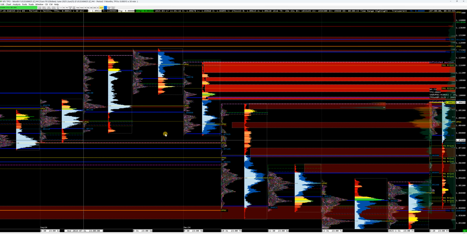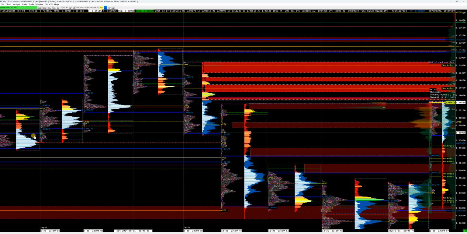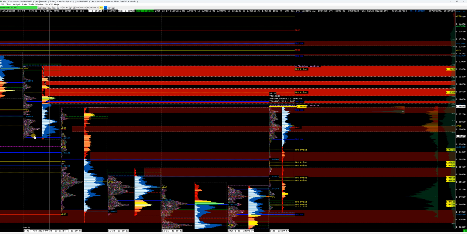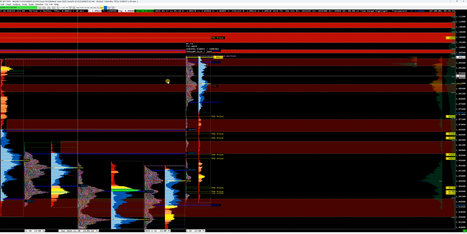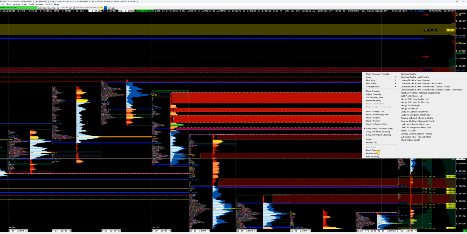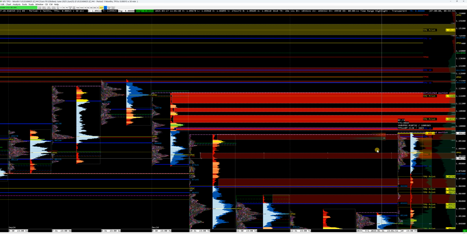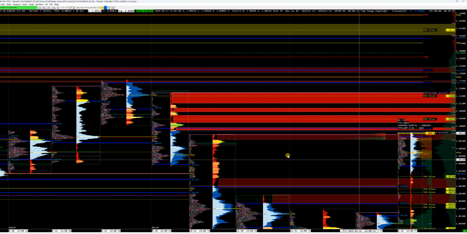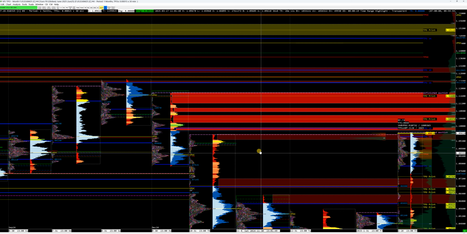But the point is, we will have areas that could well act as a magnet for future reference. So that's interesting to look at. Once a low volume node, like there's a good example here, has been filled in, at some point in the future you can pretty much delete it. It's not relevant anymore. It's been reordered, so to speak. The market went back there, transaction happened when it didn't before.